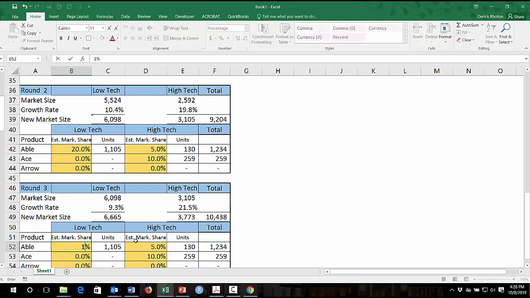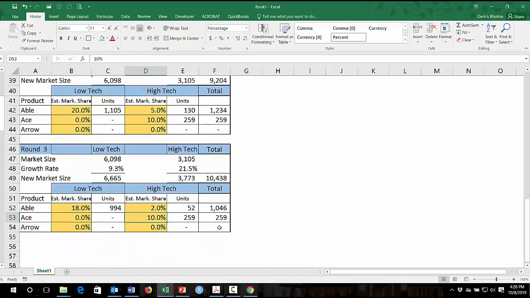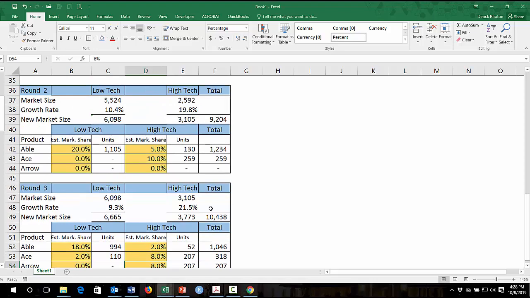Maybe Able, because the competition's growing, I'm only at 18% of low-tech. Maybe I get 2% of high-tech. And now I have a revised sales forecast for Able. Maybe I'm getting 8% here. I come out at 2% here because I'm starting to drift into low-tech. And maybe I get Arrow coming out at 8%. And so I can now forecast for these products for round three.